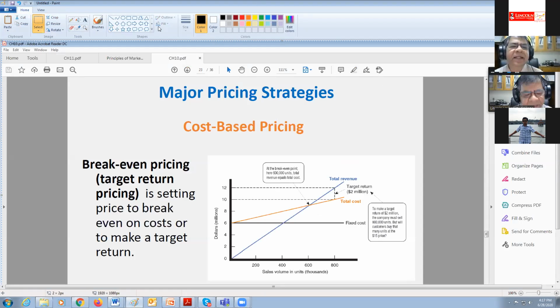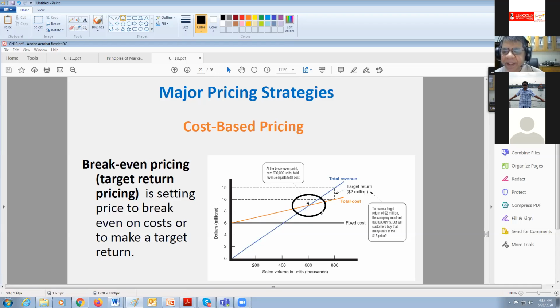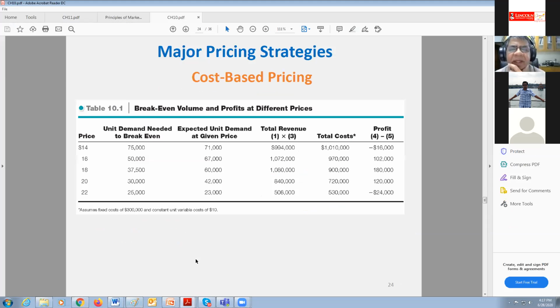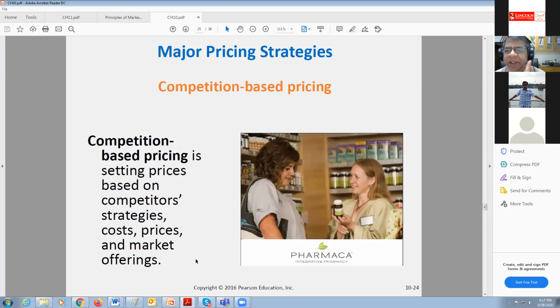Often they look at this break-even. Now, break-even in the sense that at the break-even point, here 600,000 units, total revenue equals total cost. So you always need to remember this, and it is very important; at exam time, they would always ask you a question on break-even pricing. So break-even pricing, production cost and selling cost equals revenue. That needs to be understood very clearly. All right, and you will find in your case study that you will have a break-even.